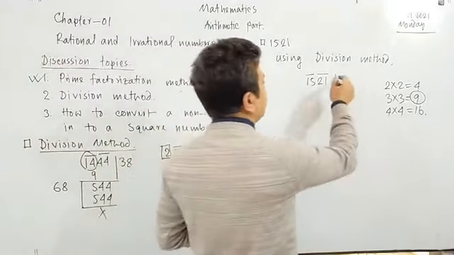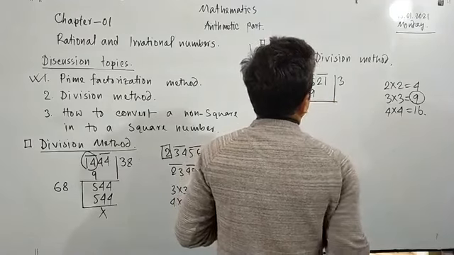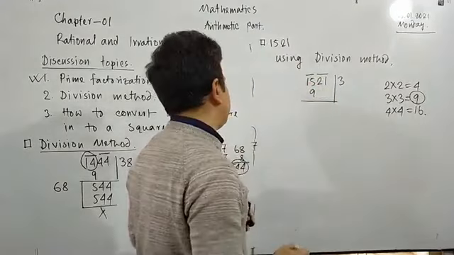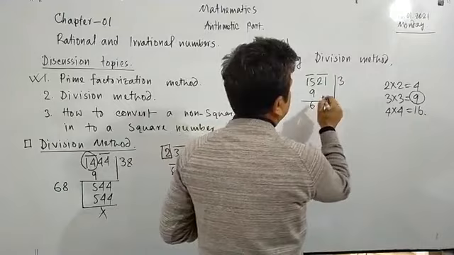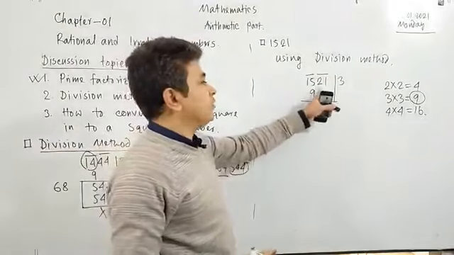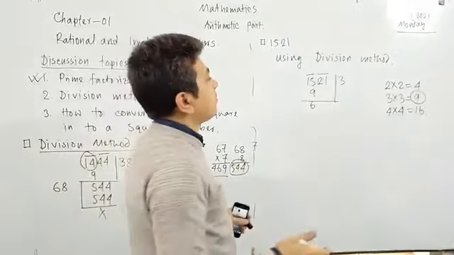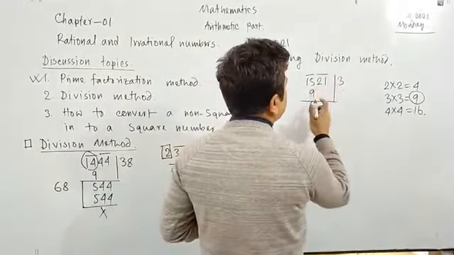So we have taken 3, so 3 into 3 is 9. We are putting here 9. So 15 minus 9 is 6. After that we have to take 21 at a time. It's not possible to take 2 and after that 1. No, it's not normal division. So we have to take this 21 at a time.